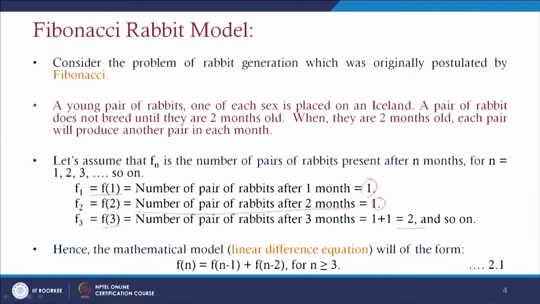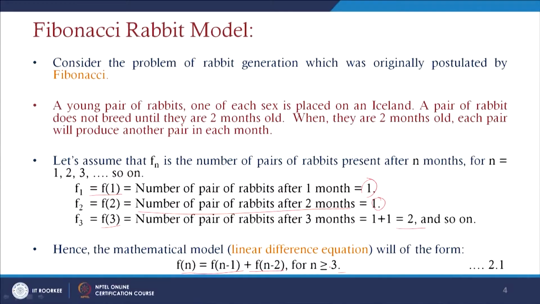Hence, Fibonacci developed a mathematical model using this linear difference equation: f_n equals f_{n-1} plus f_{n-2} for n greater than or equal to 3. Since it is a linear difference equation of order 2, we require 2 initial conditions.